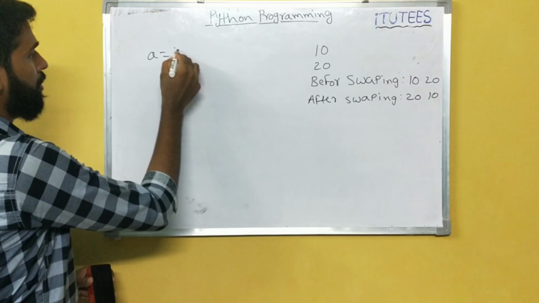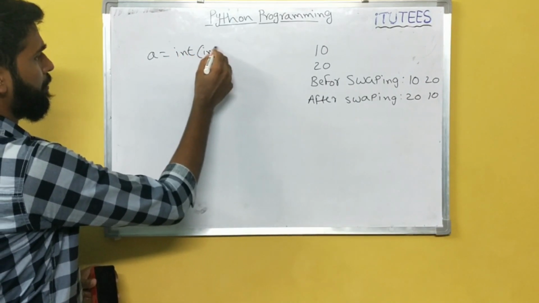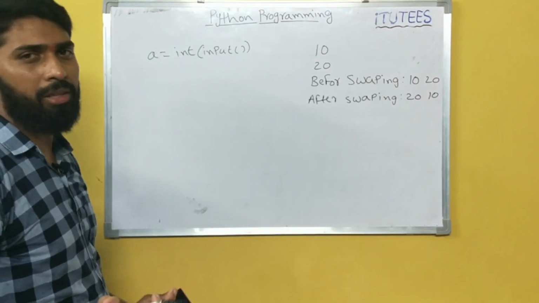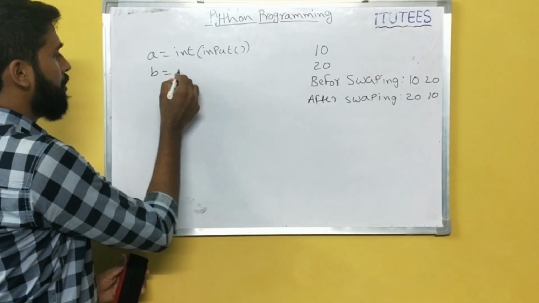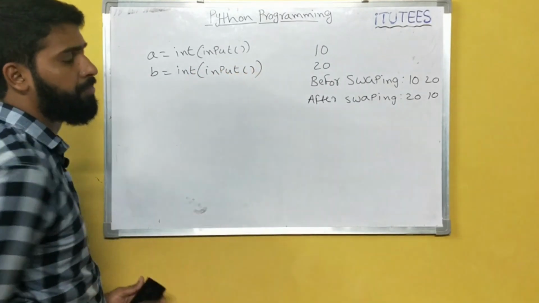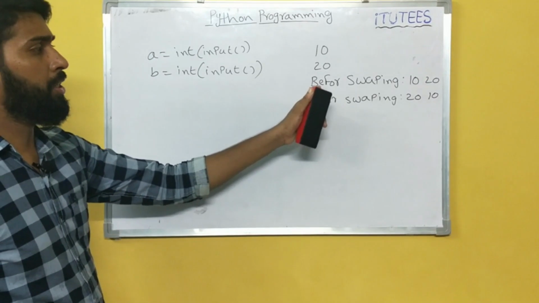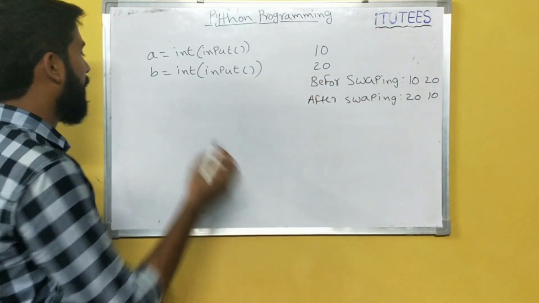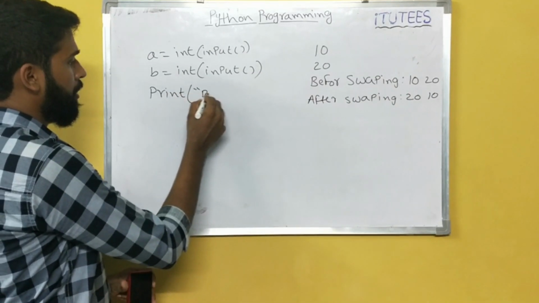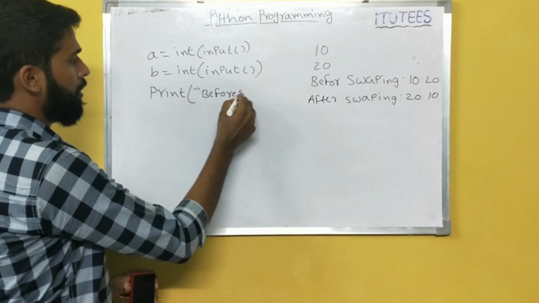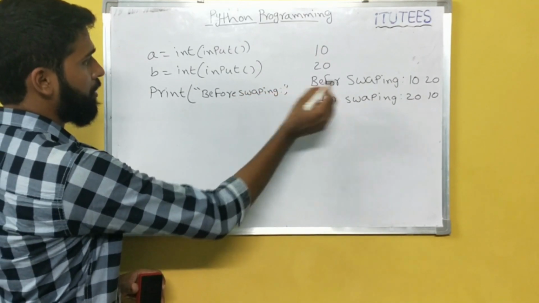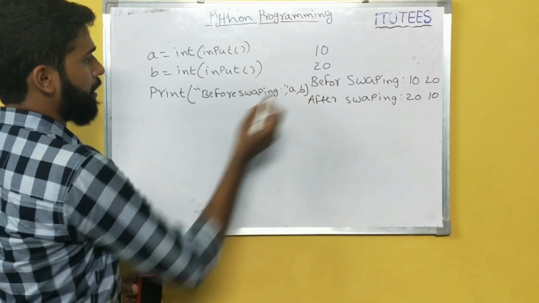So how? A equals int of input. You can convert or not, it's your wish, because here we are not doing any arithmetic operations. So b equals int of input. Now I want to print a string, before swapping, so I write one print function: print before swapping, and the values A comma b.